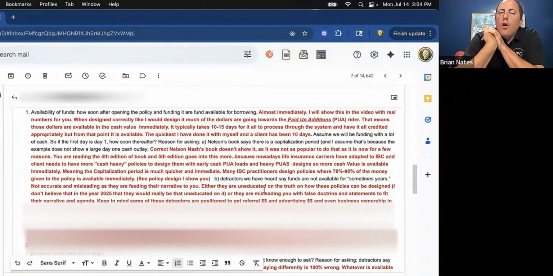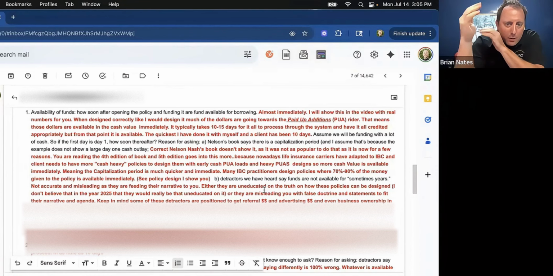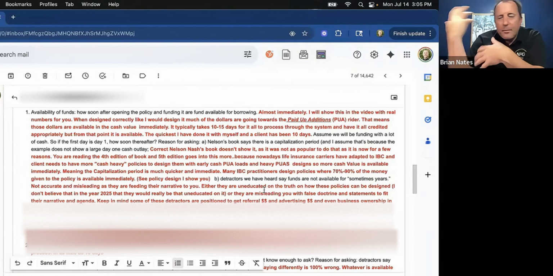What I do believe is that they have an agenda. They don't want to accurately describe how you can design a policy. You can design a policy as high as 90% going to the paid up additions. Sometimes, depending on your age and life insurance and stuff, maybe not quite 90%. I typically will design it 70 to 80%, sometimes a little less, sometimes a little more, depending on what we're trying to accomplish with life insurance and death benefit and stuff like that.